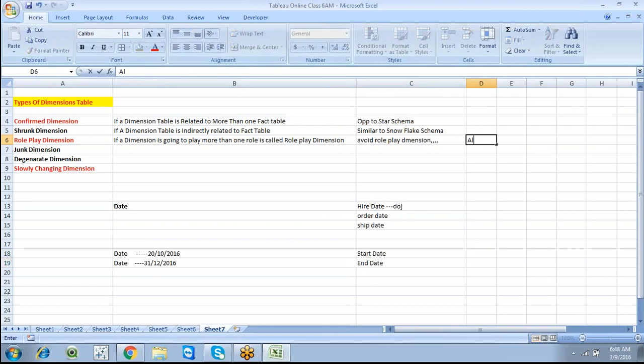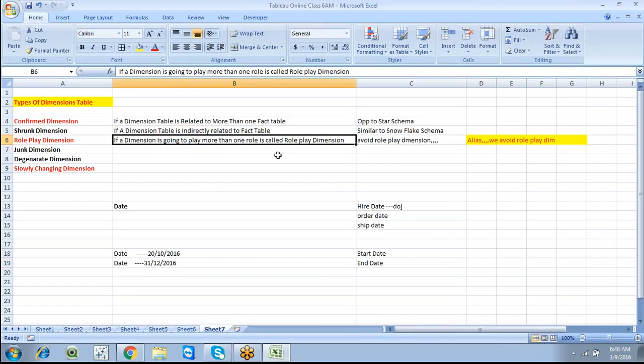alias in the sense a different name, we can avoid role play dimension. This is a very important point: by using aliases, you can avoid role play dimension. A role play dimension is nothing but a particular dimension that is going to play more than one role.